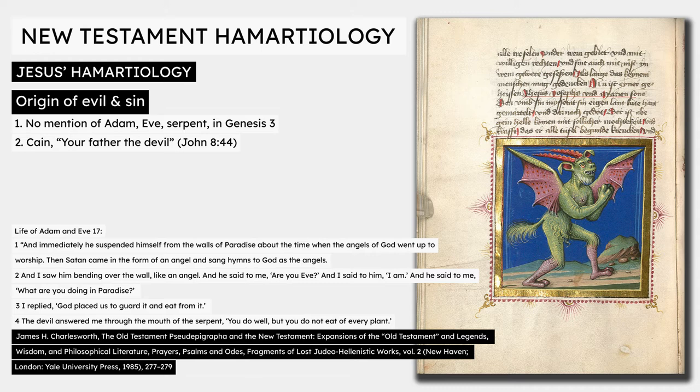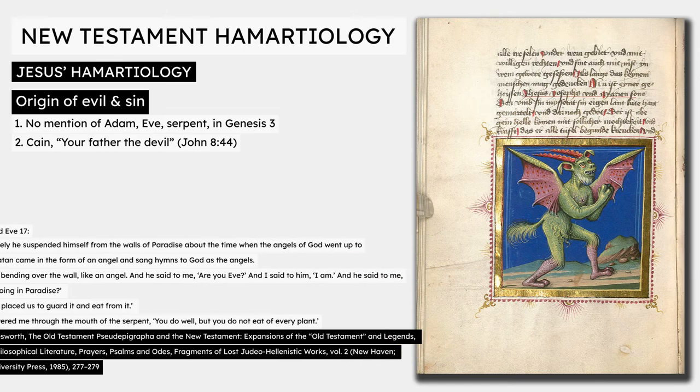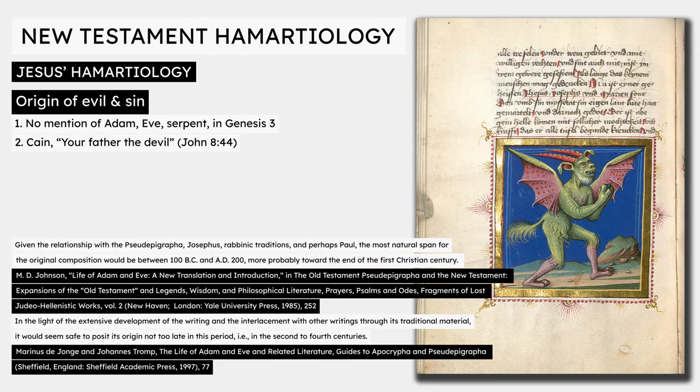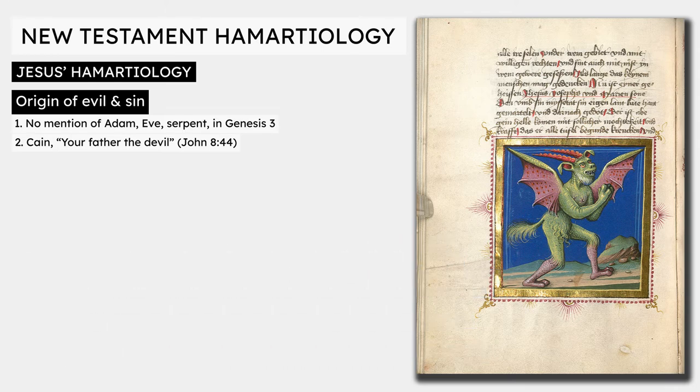Even if we consider this an insignificant difference, a further problem is that this text does not describe Satan as a murderer. Yet another difficulty is that this text post-dates the Synoptic Gospels considerably. Scholarship typically dates it to the end of the first century, decades after Matthew, Mark, and Luke were written. Consequently, we cannot use the Life of Adam and Eve as a text with which to interpret Jesus' words. It's just far too late.